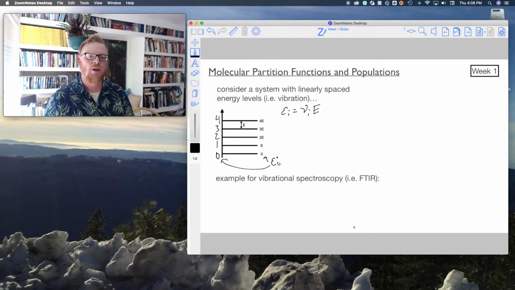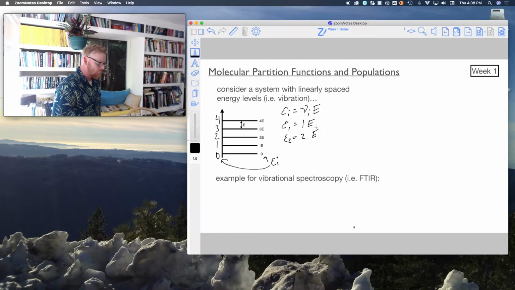So I'm going to say then any of those energy levels equals nu I, this letter here, times E. So E, 2E, 3E, 4E has that value, depending on which level we're talking about. So for example, if I wrote E1, that would be quantum number 1 times E, or E2 would be 2E, etc.